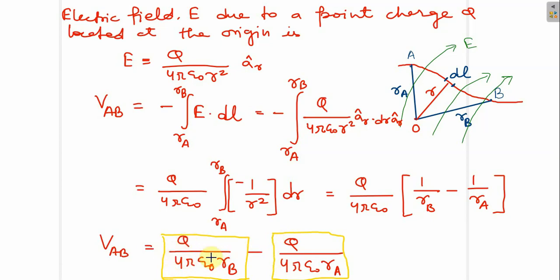This is the formula for potential at point B, and this is the formula for potential at point A. So we can represent it further. VAB is the difference of potential in the 2 points, that is VB minus VA. So VB and VA are the potentials at points B and A respectively. So this is a very important relation.